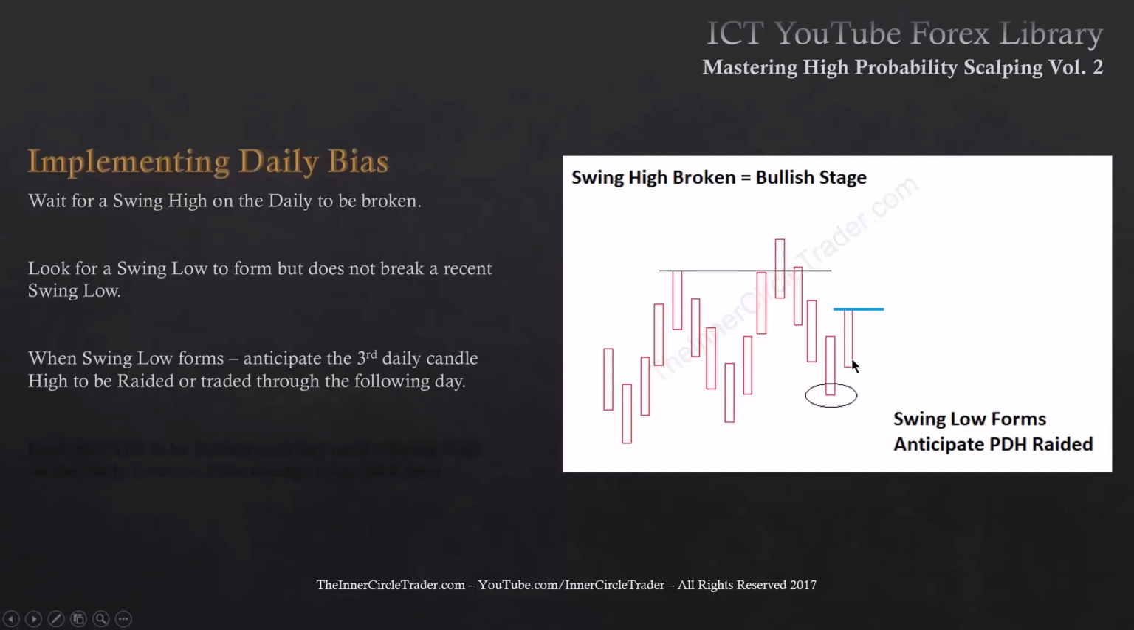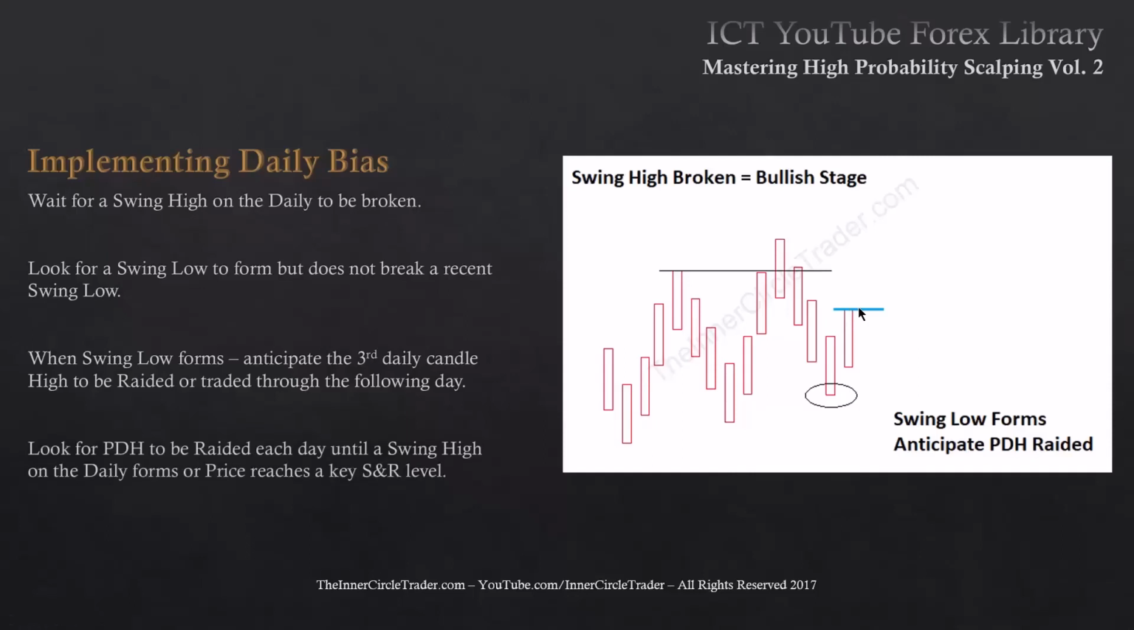The third candle that makes the swing low, that high, you want to see the next candle open below that candle's high, and then anticipate the market to run through this candle's high. We're going to be looking for previous day's highs to be raided each day until a swing high on the daily forms or price reaches a key support or resistance level. And I'll give you an example of what that would be.